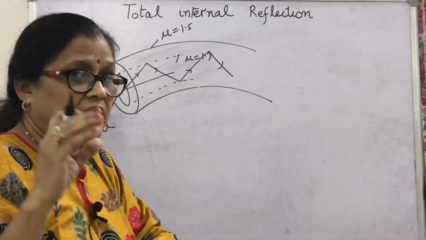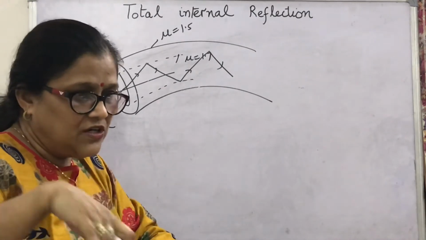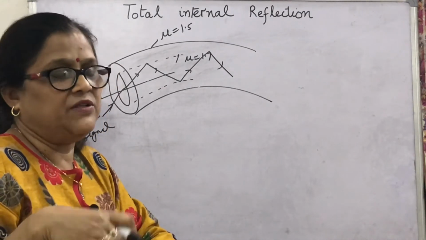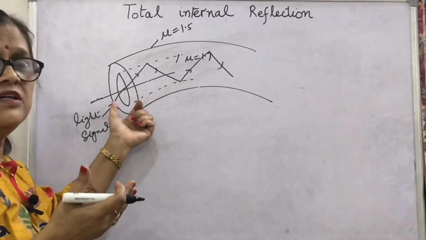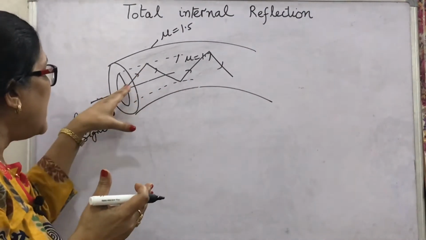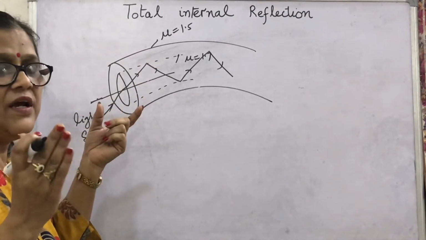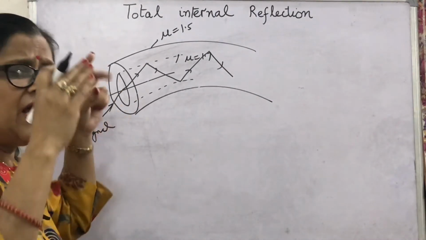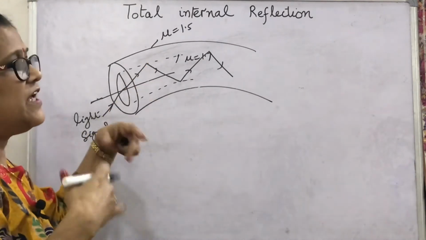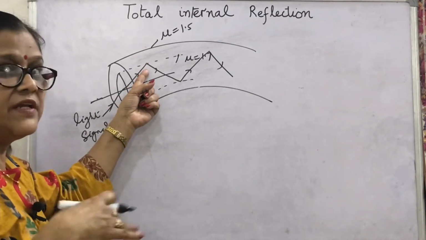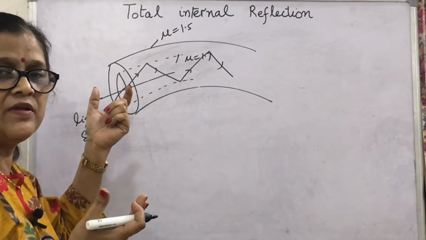What happens in endoscopy? The light pipe is used by doctors to watch the internal organs. The light signal enters here, and as it enters, it goes from denser to rarer medium. The first condition of TIR is obeyed, and second, at every instance of its incidence at this surface, its angle of incidence always remains greater than the critical angle. So it is reflected in the same medium.